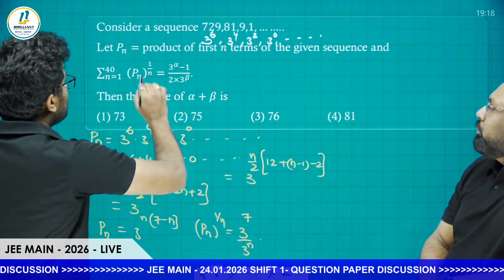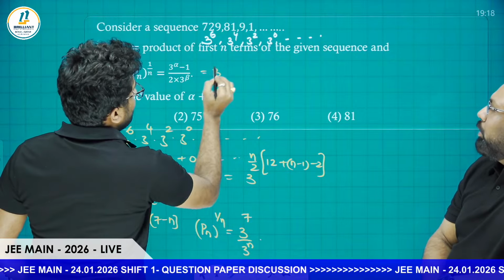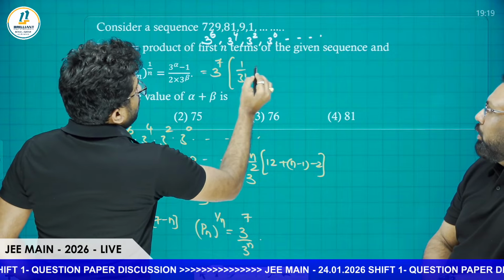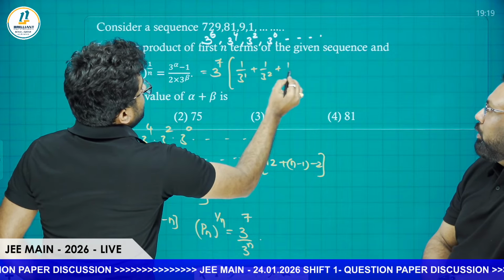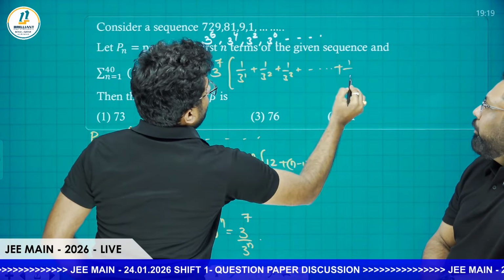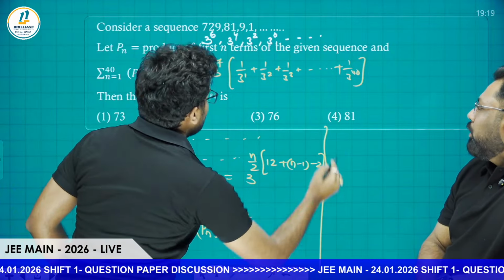Now this is sigma. Let's put 3 power 7 out. Sigma means 1 by 3 power 1 plus 1 by 3 square plus 1 by 3 cube and so on, till what we need? 40. 3 power 40 we need. This is again a GP.